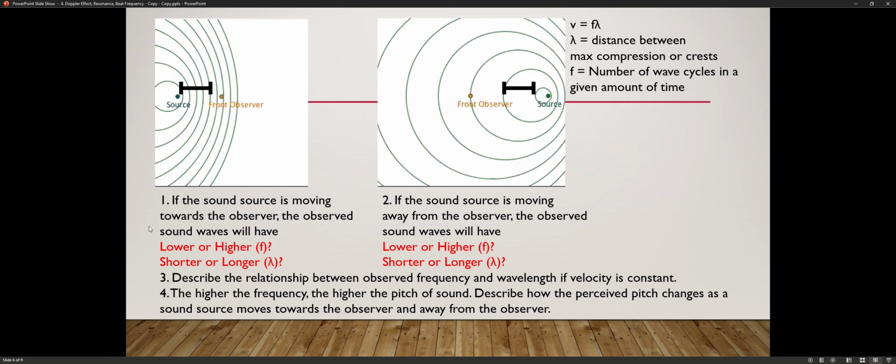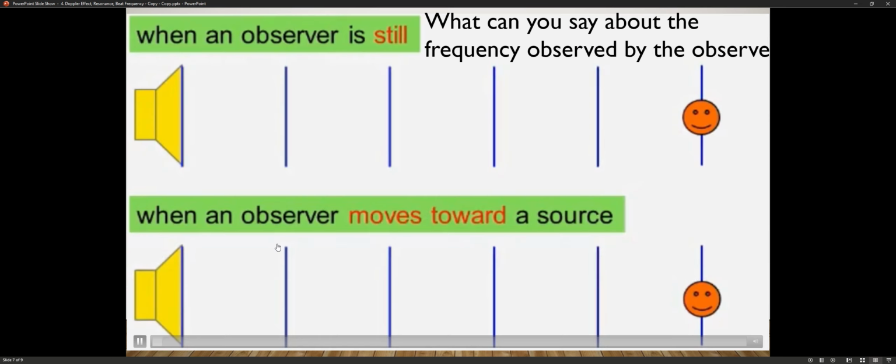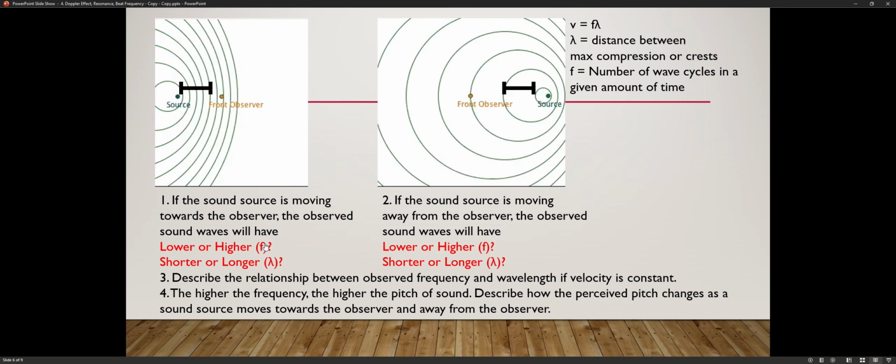So let's take a look at number one. If the sound source is moving towards the observer, the observed sound waves will have what? Right? If the source is moving towards the observer, there are more sound waves. So you have a higher frequency. The sound waves that the observer hears have a higher frequency because the sound source is moving towards the observer.